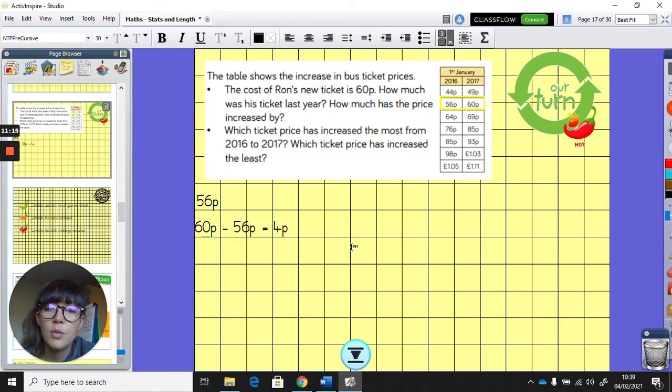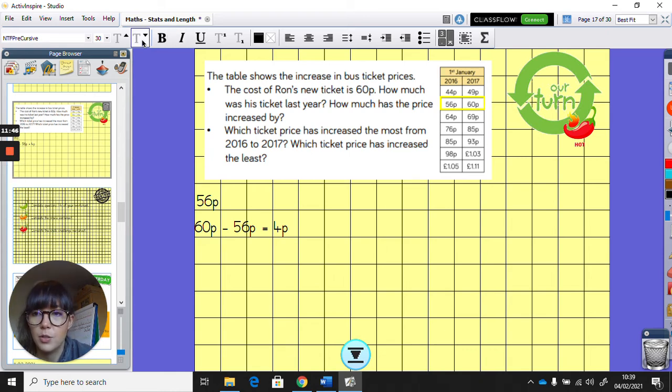Which ticket price has increased the most from 2016 to 2017? And which ticket price has increased the least? For this one, you need to find the difference between each of these. You need to find the difference between that and that. Then you need to work out which one's the least and which one's the most, okay? Pause the video here, have a go at that. Doesn't matter how long it takes you, and then I will go through the answers after.